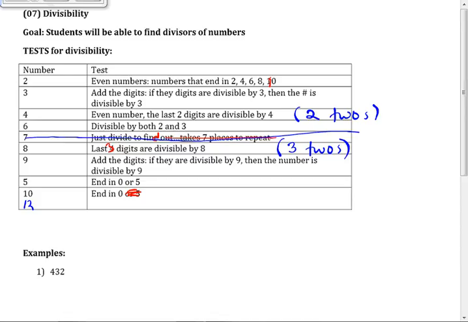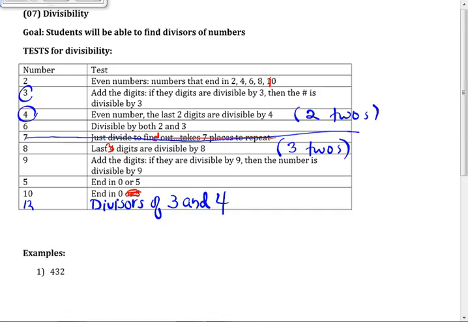Okay, the easiest ones are 5 and 10. If the number ends in 0 or 5, it's divisible by 5. If the number ends in 0, then it's divisible by 10. So if you have a number that ends in 0, it's divisible by both 5 and 10. Now 12s: if you've checked off the 3 and you've checked off the 4, then 12 goes in. So you have to have divisors of 3 and 4.